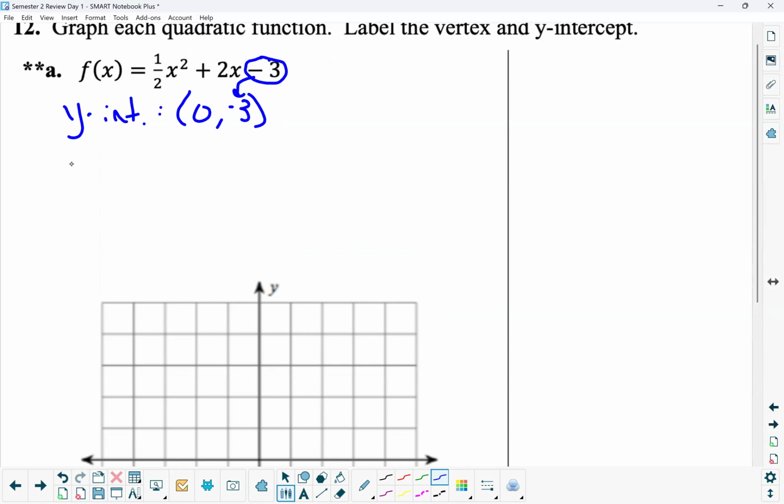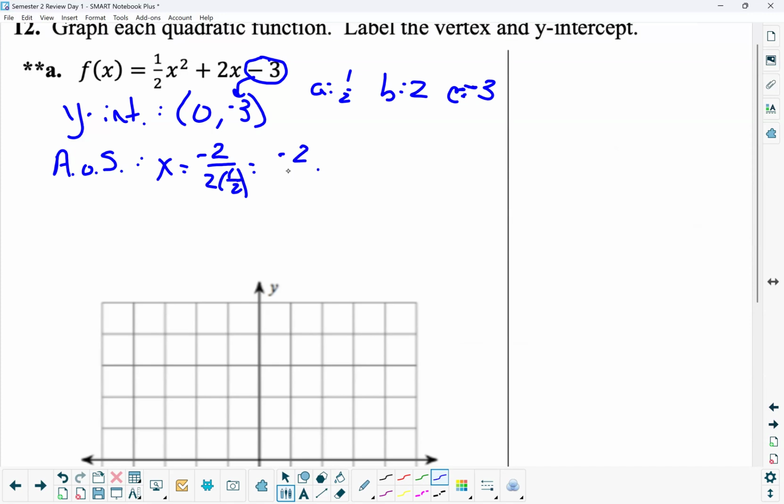Then we can find the vertex. And to find the vertex, we start with the axis of symmetry. X equals the opposite of B over 2 times A. So again, it helps if you know A, B, and C. So we would get negative 2. 2 times a half is 1. So the axis of symmetry is at x equals negative 2.